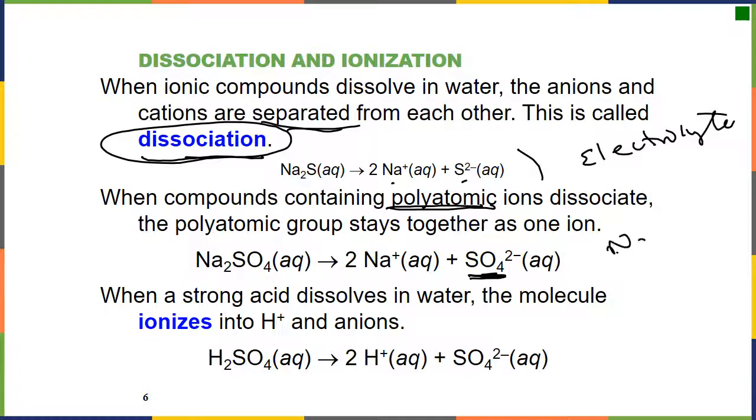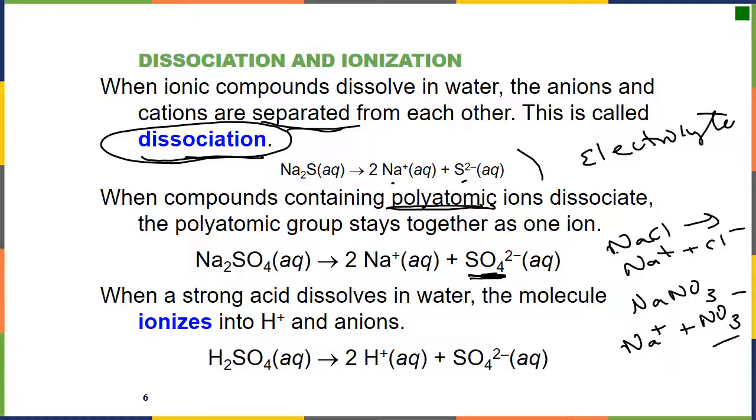So our NaCl, for example, will break into Na plus and Cl minus. But if we had sodium nitrate instead, we're going to remember that it's going to break into the cation, and the anion is a polyatomic, and it's going to stay intact as the polyatomic. When we have a strong acid, and by the way, strong acid means strong electrolyte.